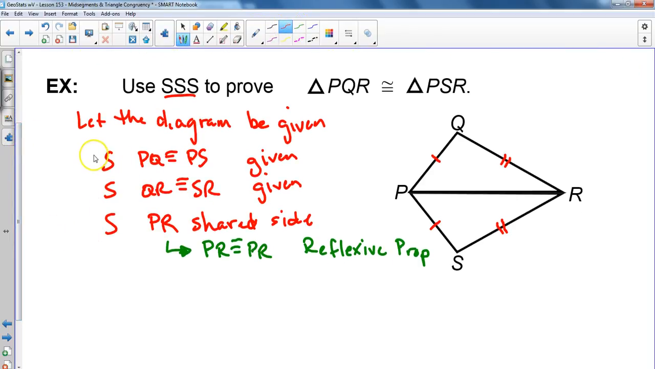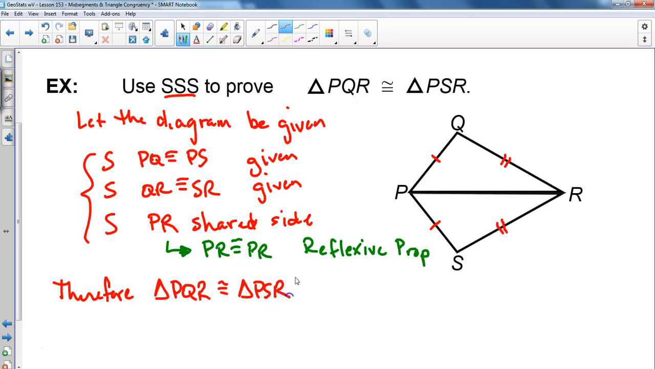So we've got our three sides. We've proven that all three pairs of corresponding sides are congruent. And so now we need a conclusion. That's our first shortcut. If we can do that, then we can say that the triangles are congruent. So therefore, triangle PQR is congruent to triangle PSR. And if we use a shortcut, we want to make sure we state the shortcut that we used. So we just say these triangles are congruent by SSS shortcut.